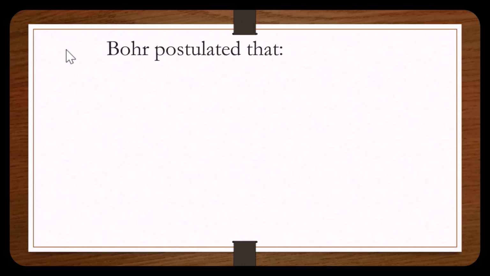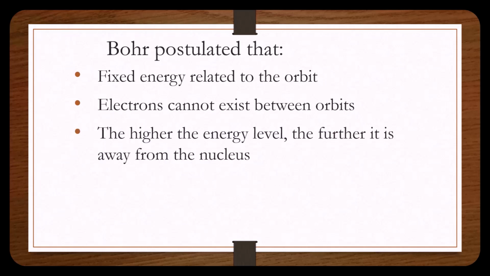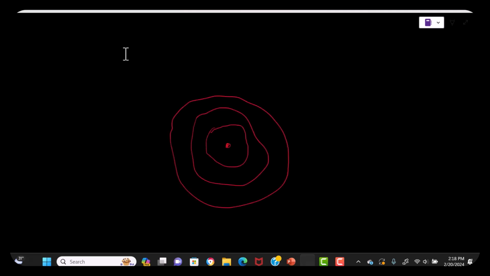Niels Bohr came up with a model of the atom that we now know today as the Bohr model. Bohr postulated that fixed energies related to the orbit. Electrons cannot exist between orbits. The higher the energy level, the further it is away from the nucleus. And an atom with a maximum number of electrons in the outermost orbital energy level is stable or unreactive. So essentially what Bohr said was there were fixed energy levels for electrons and that electrons could not exist in between energy levels.